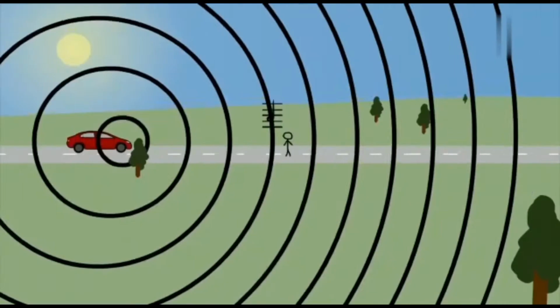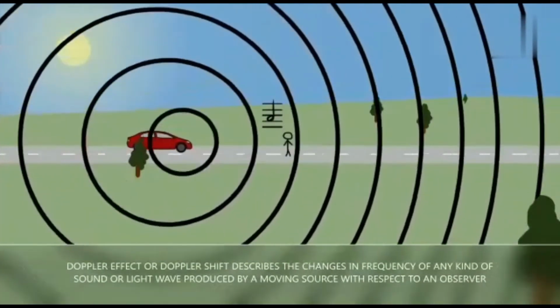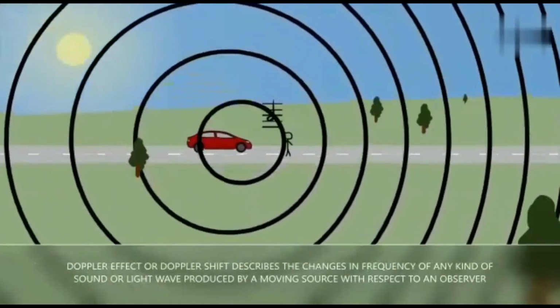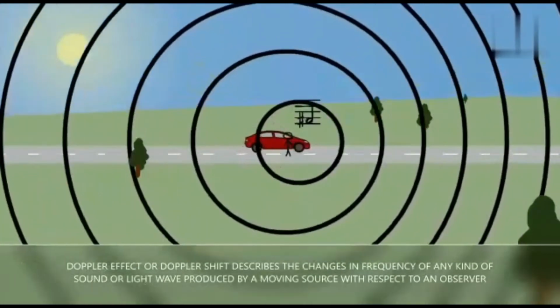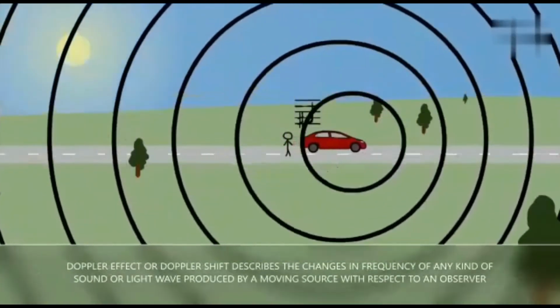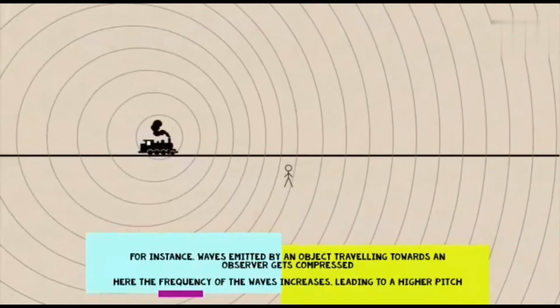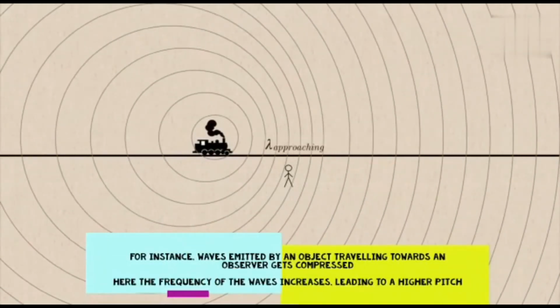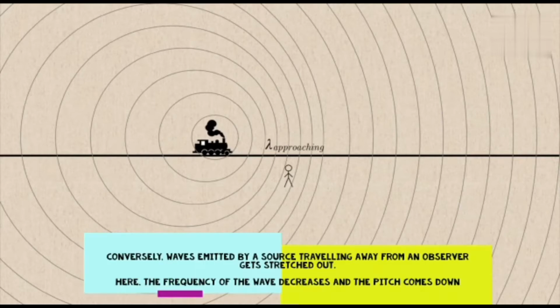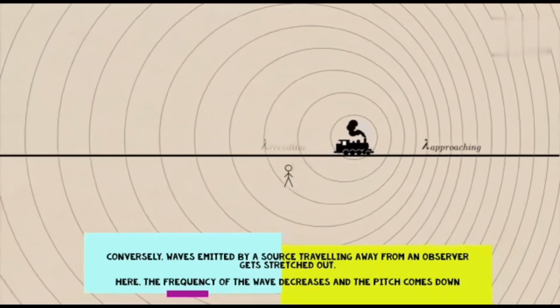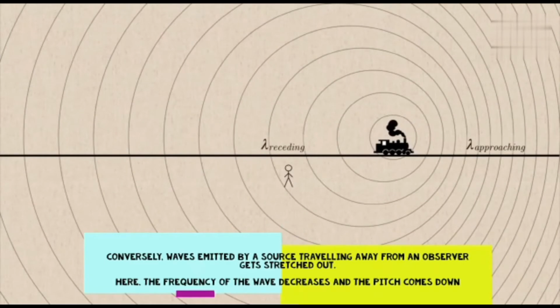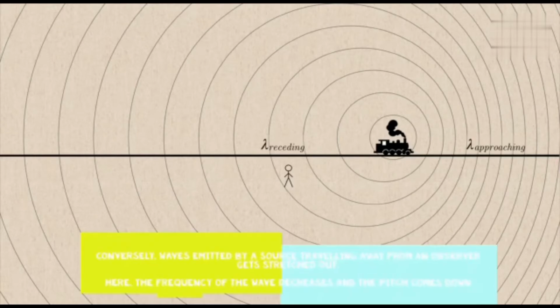and so on. Doppler effect or Doppler shift describes the changes in frequency of any kind of sound or light wave produced by a moving source with respect to an observer. For instance, waves emitted by an object traveling towards an observer get compressed. Here, the frequency of the waves increases, leading to a higher pitch. Conversely, waves emitted by a source traveling away from an observer get stretched out. Here, the frequency of the wave decreases and the pitch comes down.